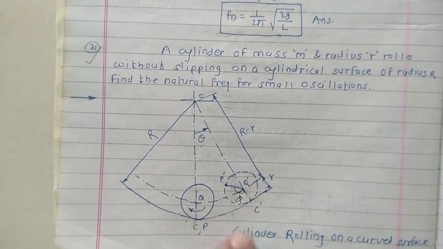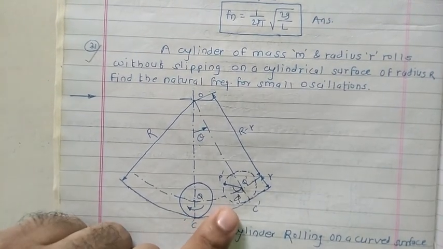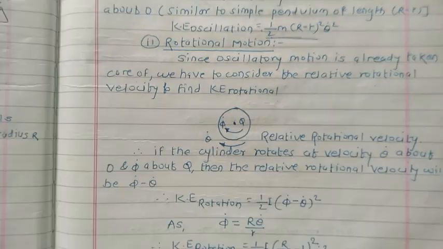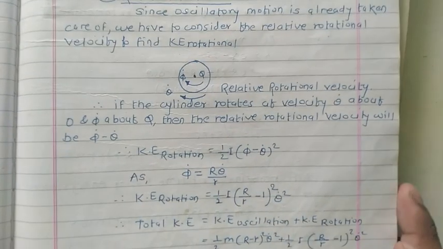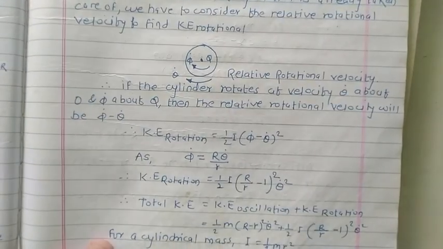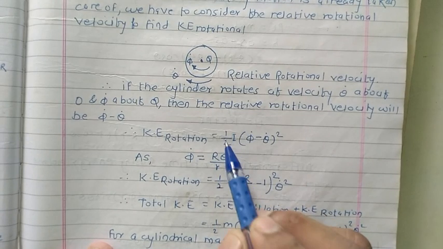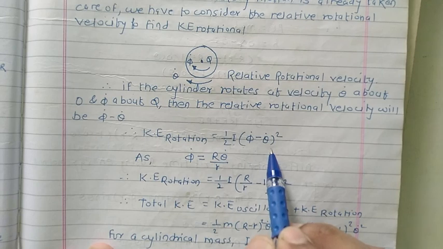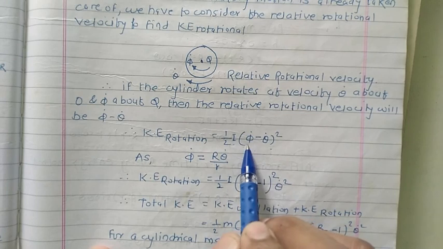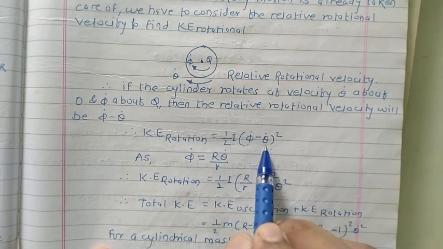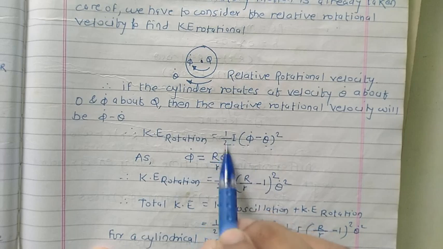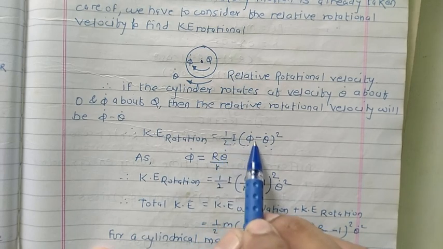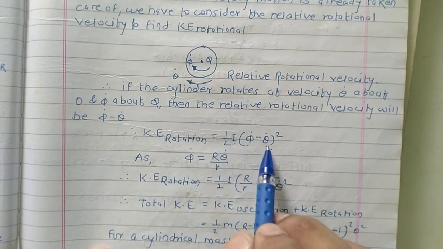Okay, that is the difference between this phi single dot and theta single dot. Now just move towards the next part. So see, the kinetic energy is nothing but 1/2 multiplied by mass multiplied by velocity square. So velocity here, we have considered the difference between the velocity during the rotational motion as well as during the oscillatory motion. So 1/2 I into phi single dot minus theta single dot whole bracket square.